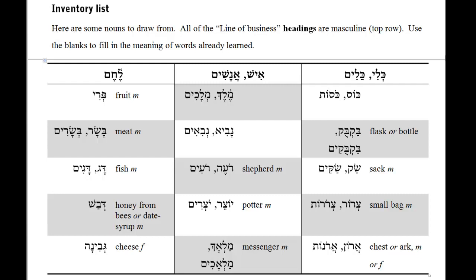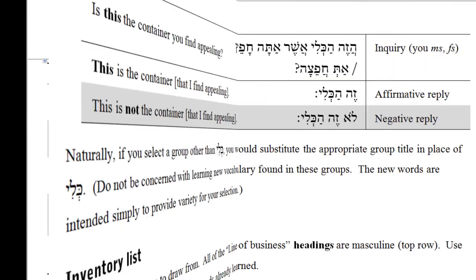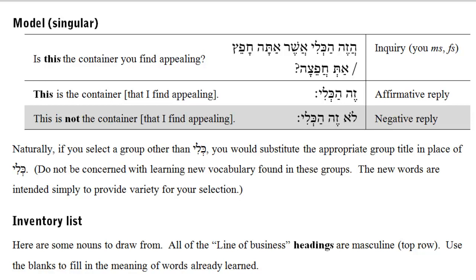Let's look at the model exchange that appears just above the inventory list. After your customer has mentally made a selection from among the various items in your particular business line, then you as the merchant will point to one of them on the list and inquire, Hazeh hakali asher ata chafetz?